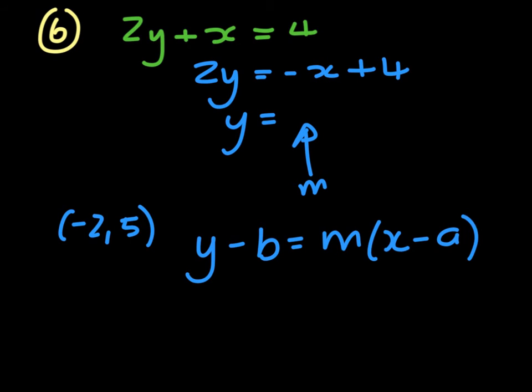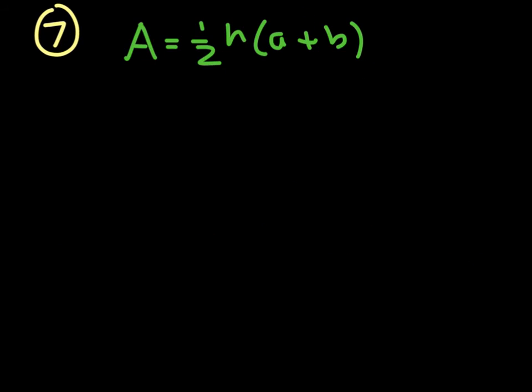Now question 7, change the subject of the formula. It's a wee bit like the first question, it's got a fraction in it. How do we get rid of the fraction? Well, we would just double everything. So you get 2a equals h times (a add b).